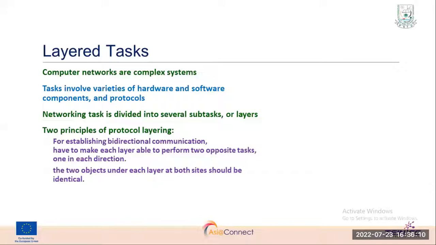Computer networks are complex systems, as I have already mentioned in my earlier slides. Tasks involve a variety of hardware and software components and protocols. The networking task is divided into several subtasks or layers. The principle of protocol layering for establishing bidirectional communication is that each layer must be able to perform two opposite tasks, one in each direction. The two objects under each layer on both sides should be identical.